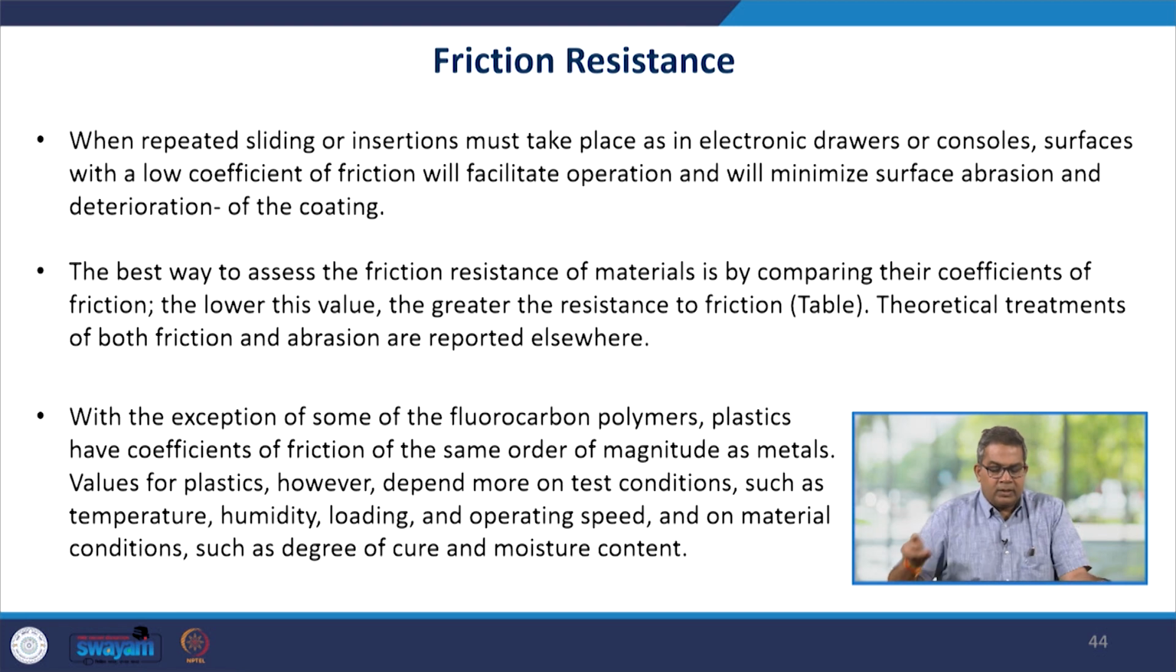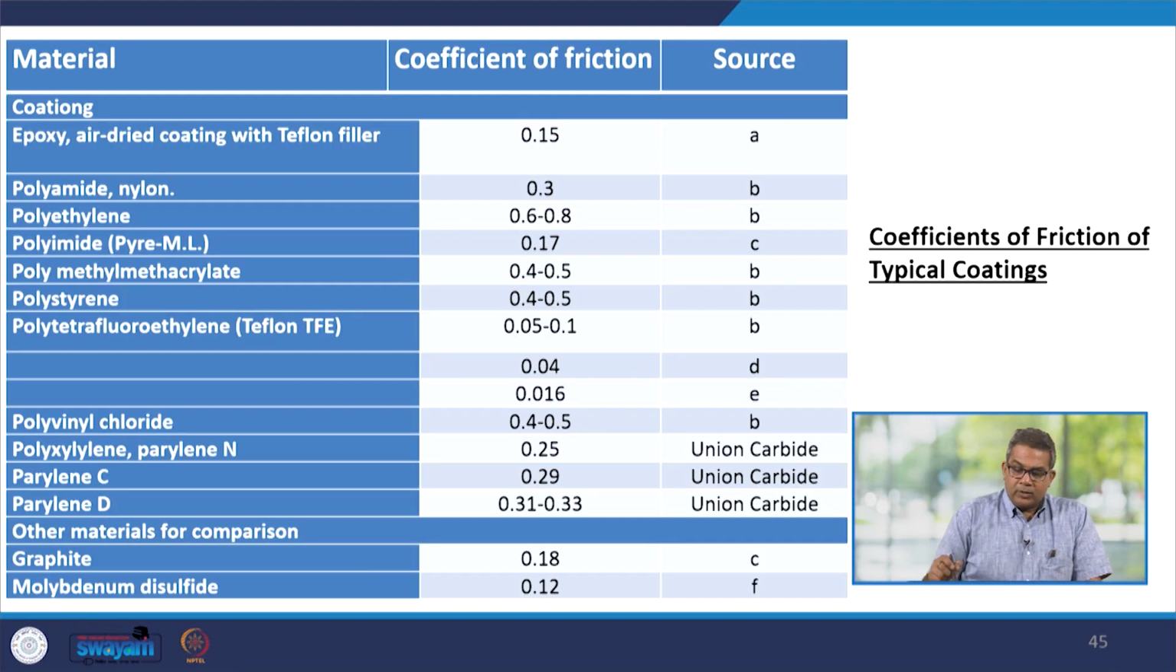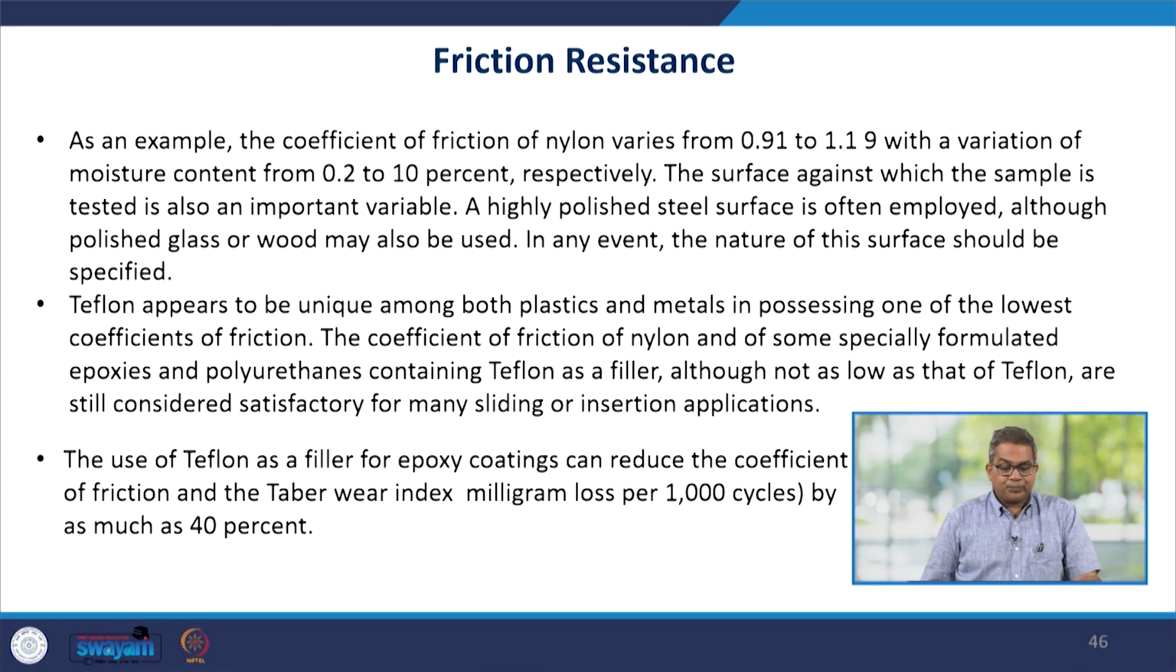The lower this value, the greater the resistance. The theoretical treatment of both friction and abrasion can be reported over here. In this particular table, we have reported the coefficient of friction for typical coatings. Here you can see the different coefficients of friction. For example, the coefficient of friction for nylon varies from 0.91 to 1.19 with the variation of moisture content from 2.2 to 10%. The surface against which the sample is tested is also an important variable.